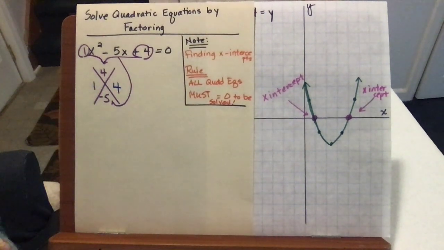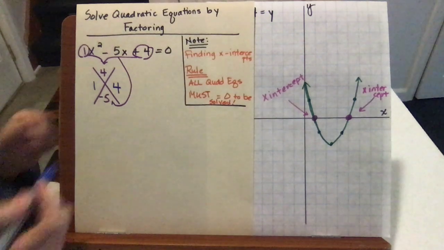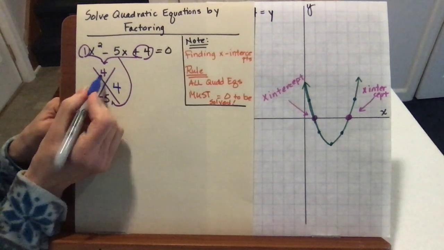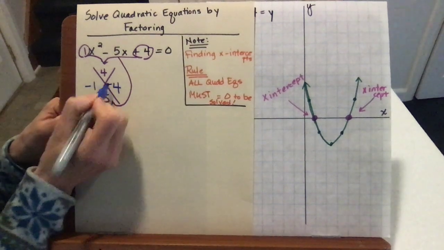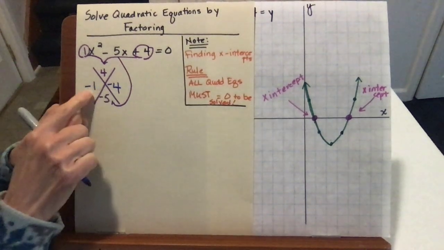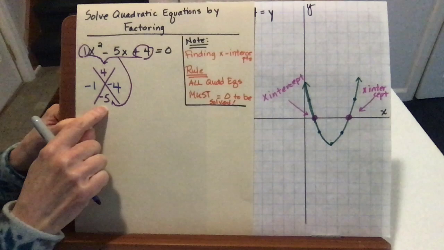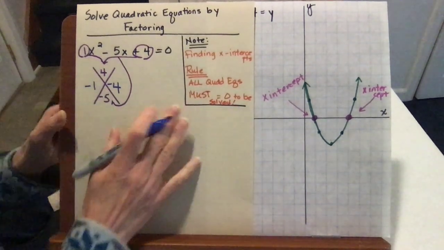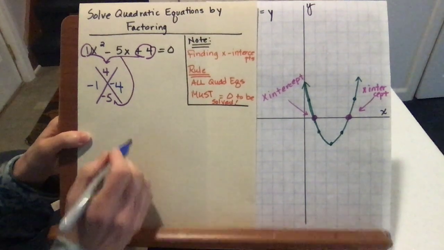2 and 2 wouldn't work because they only add up to 4. Now, we needed to add to a -5, but multiply to a +4. So we make them both negative. All right, and just double check. -1 plus -4 is -5. -1 times -4 is 4. So we're good. So our factors now, this is the fun part.